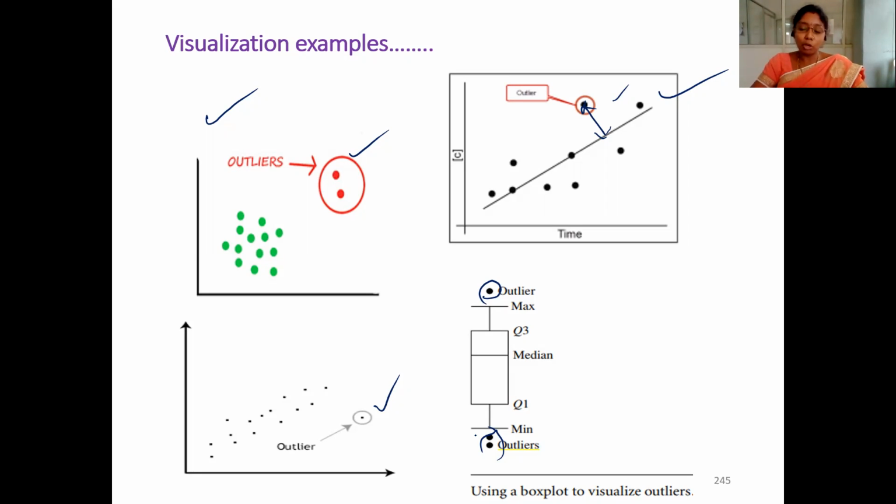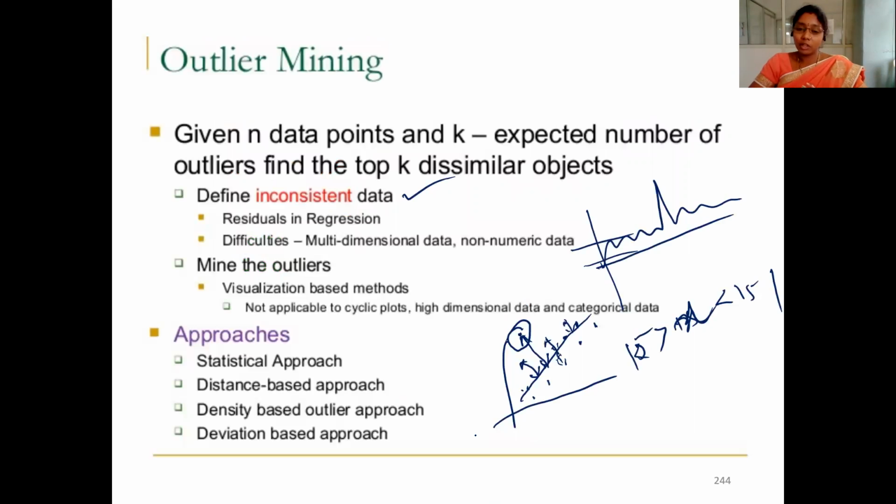So like this, if you go for the visualization techniques, you can easily identify the outliers. But it is not with all the cases. It is not applicable to the cyclic plots, and also it is not applicable if the data is high dimensional data and categorical data. So to identify the outliers for any kind of data, we have 4 approaches.